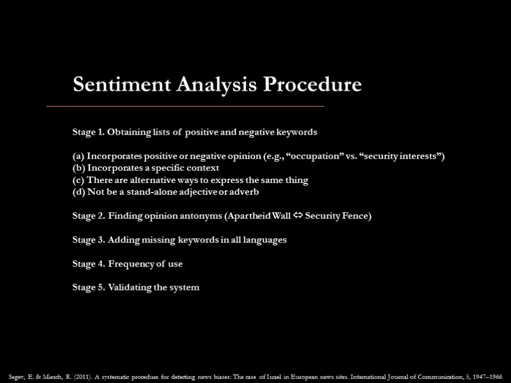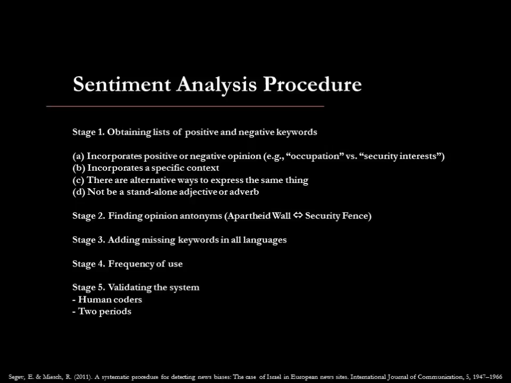Then in the 5th stage, we are validating the system by randomly generating 50 sentences that contain positive words and 50 sentences that contain negative words, and ask human coders to also validate and code the sentences as positive or negative toward Israel. Here we got an agreement of 80% or more between the coders and between the coders and the system.